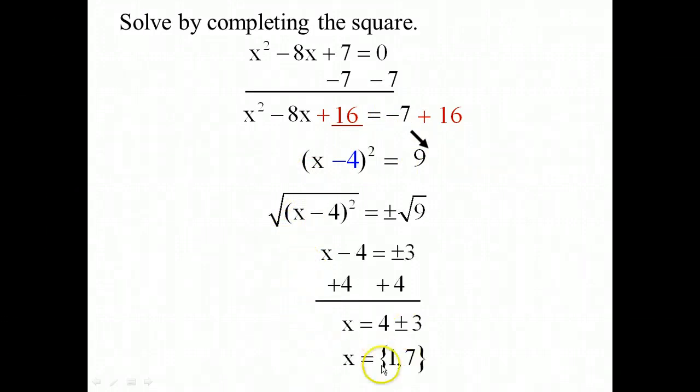Get your two answers. Put them in the braces, 1 and 7. If you're really eager and you have time, you can always check your answers, 1 and 7. 1 squared minus 8 plus 7. Does it equal 0? Yes. 7 squared minus 8 times 7 plus 7. Does it equal 0? Yes. You always do a check.